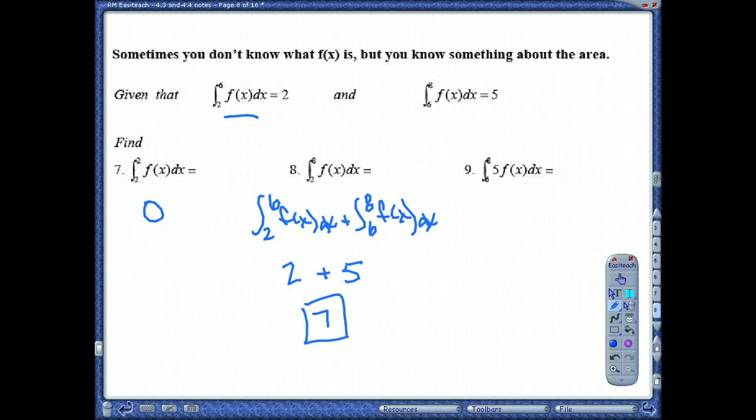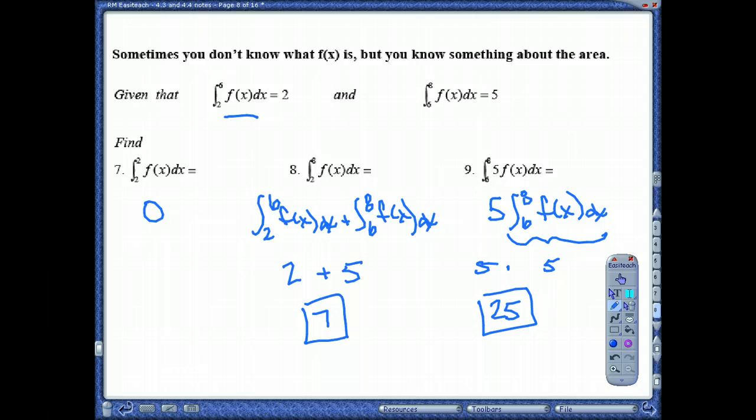Now this one on number 9, we're going from 6 to 8, but we're taking 5 times that. Remember that you can pull that constant, that coefficient rather, through the integral. So this much of it is 5. You're going to multiply it by 5, so my final answer is 25.